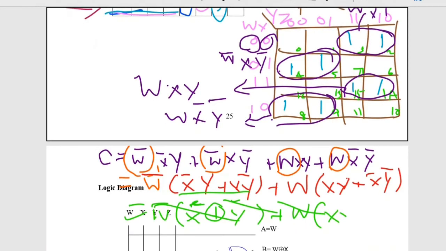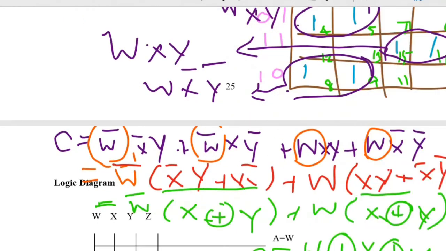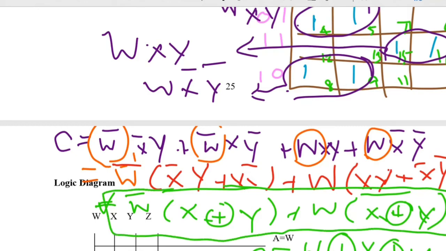Again I rewrite the same thing. So it is equal to W bar (X XOR Y) plus W (X XOR Y) the whole bar, which is equal to W XOR X XOR Y.